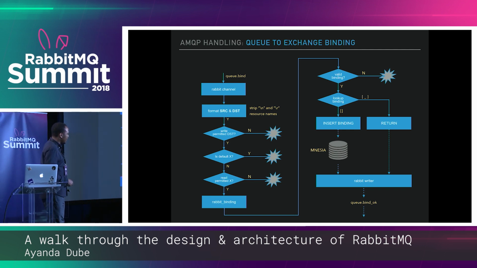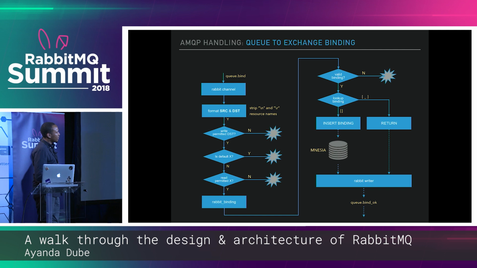And then it will check read permissions. And then the Rabbit binding module will validate the binding, checking in the database. If it's already there, it will return it. If it wasn't there, then it will create an entry in the database, and then issue it out via the Rabbit writer. So that's why the channel always has a Rabbit writer. So it will do some operations, and this is what will return to the client application.